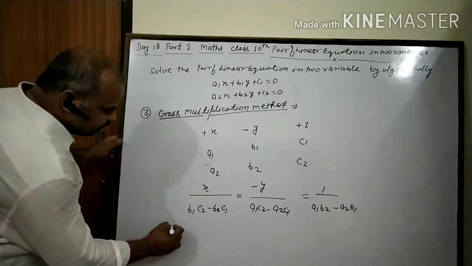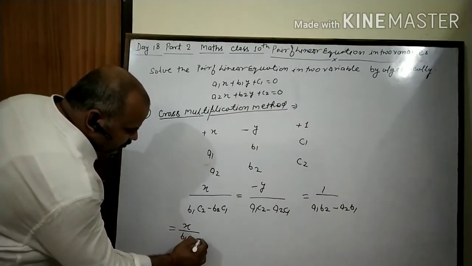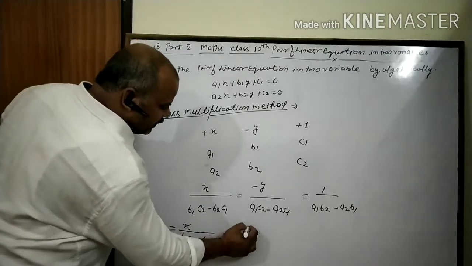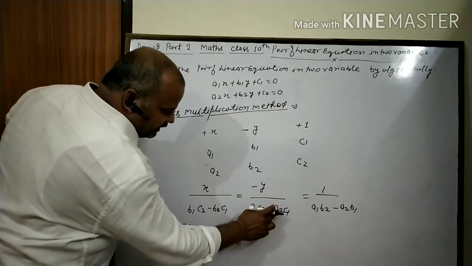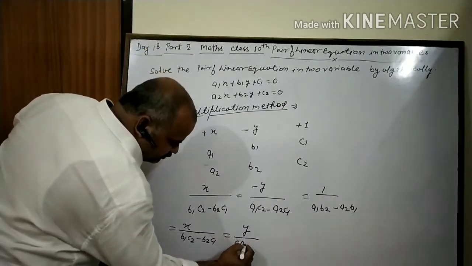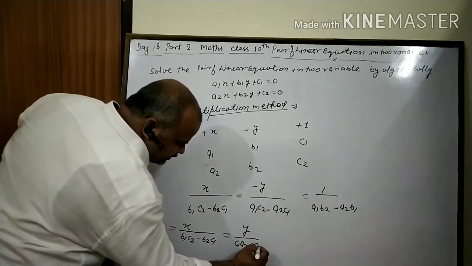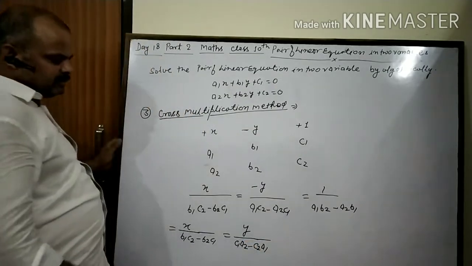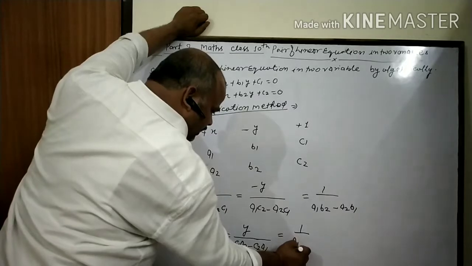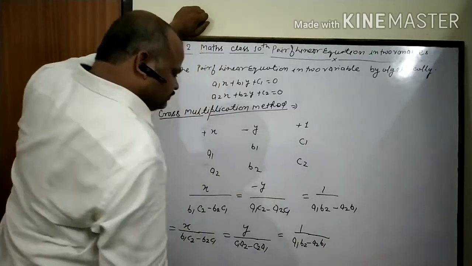And then, on the effect of the minus sign, this sign will be changed. Then it will be written x upon b1 c2 minus b2 c1 is equal to y upon, see here, c1 a2, this is written first because it is the first plus sign, and minus c2 a1, clear? And then after that 1 upon a1 b2 minus a2 b1, clear?